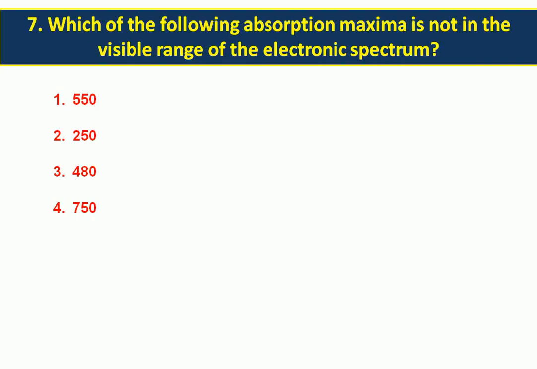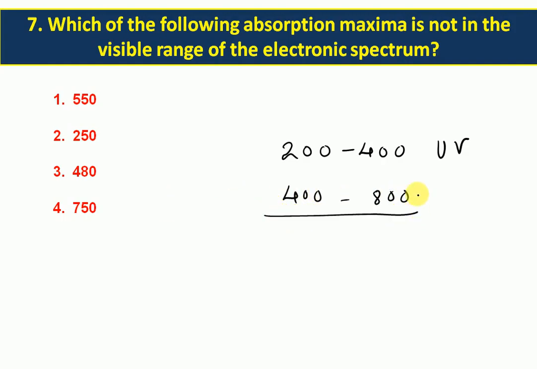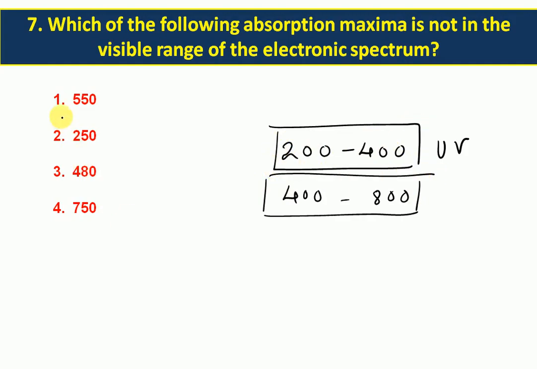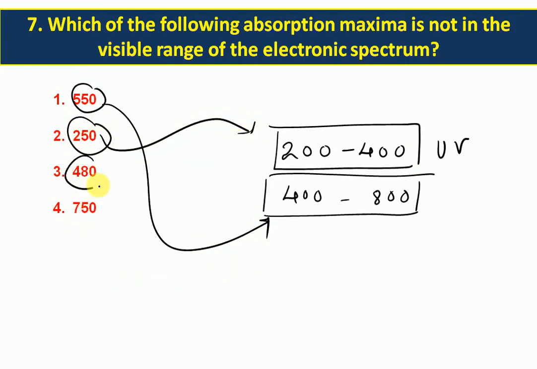Which of the following absorption maxima is not in the visible region of the electronic spectrum? As I discussed with you in question number 1, 200 to 400 is UV range and 400 to 800 is visible range. So we have to see which falls in the visible range and which falls in the UV range. So 550 falls in the visible range. 250 falls in the UV range. 480 falls in the visible range, and 750 also falls in the visible range.